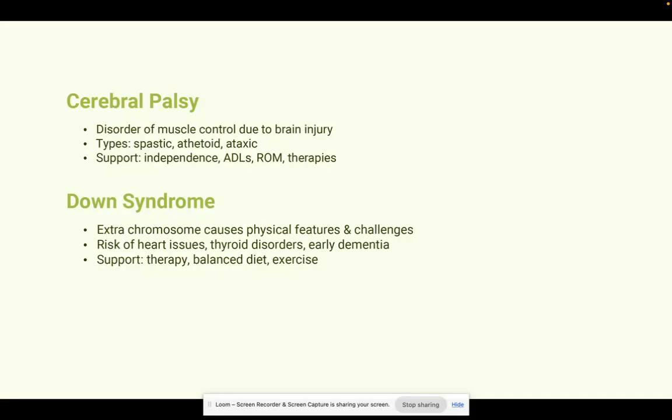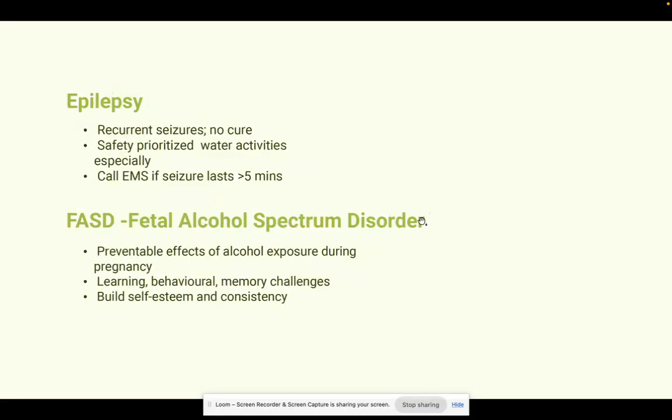So basically, as a support worker, the things you can do are, of course, to support them in their therapies, proper diet, and exercises, right? Like balance exercises or range of motion exercises. What else? Next is epilepsy.